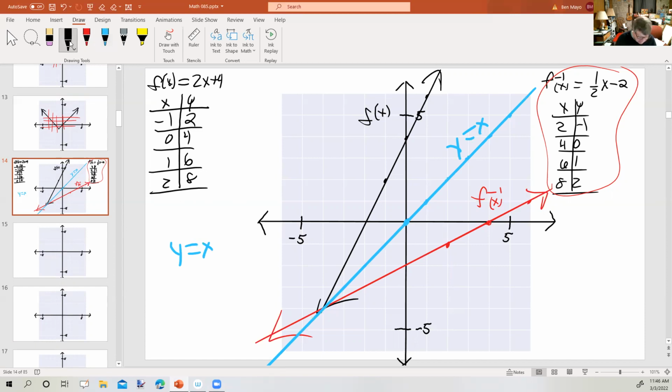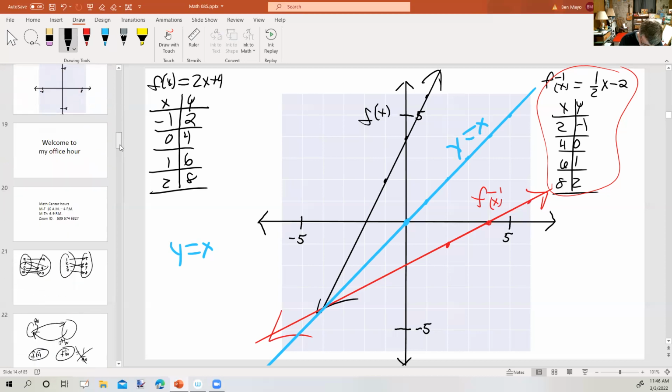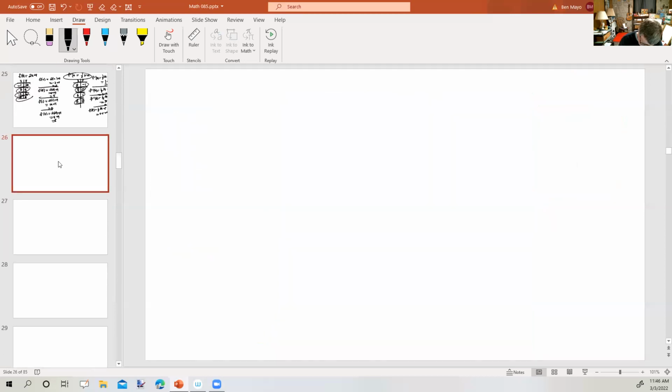All right. Now, I also said that for a one-to-one function and its inverse, if we apply composition to them, we should get the same answer whether we do f composed with f inverse of x or f inverse composed with f of x. So we're going to compose both of them and see what happens. All right, so f of x is 2x plus 4. F inverse of x is 1/2 x minus 2. Okay.